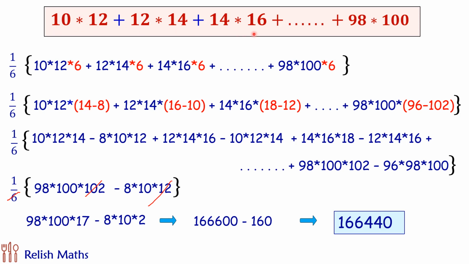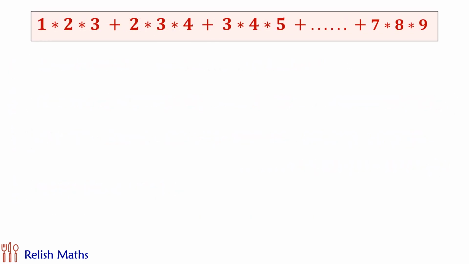So let's take one more question where instead of two numbers in each term, we'll take three numbers in each term and see how to solve it. Here the series is the same, but instead of two numbers we have three numbers in each term, and instead of a gap of 2 we have a gap of 1 here.